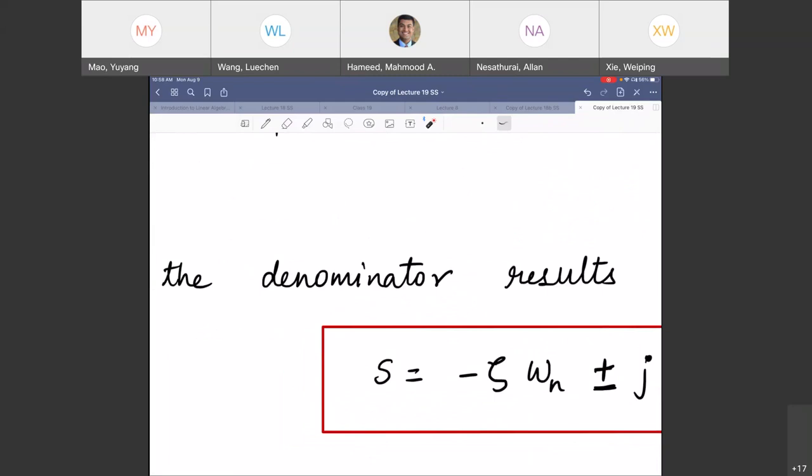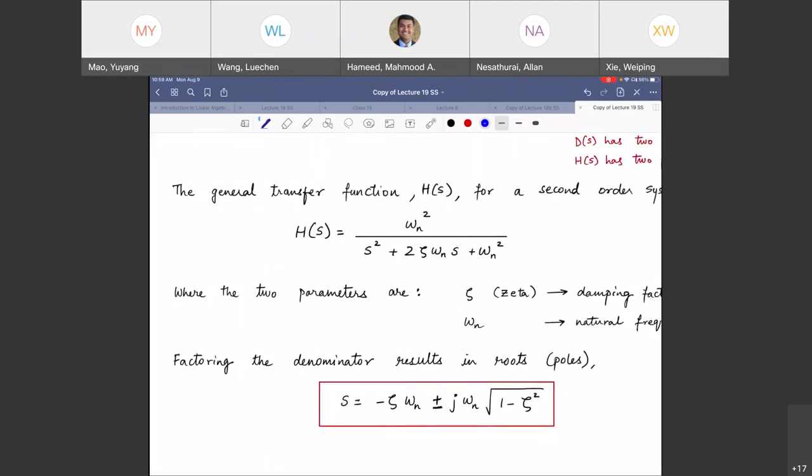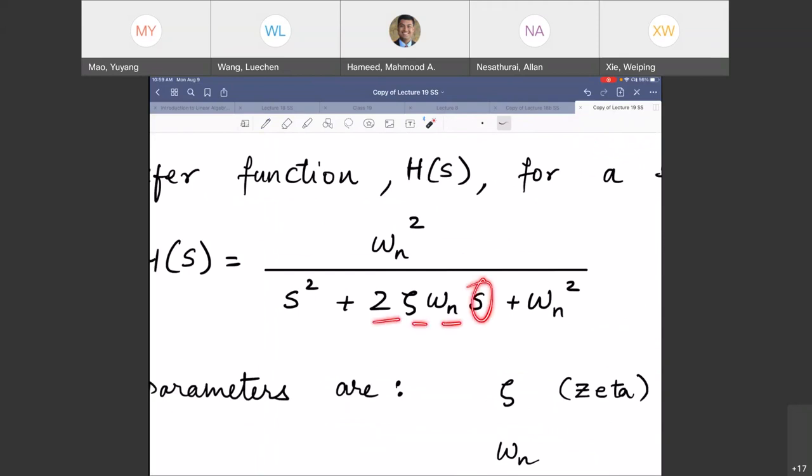All right, let me put another problem in that list. Zeta is generally that, but in some textbooks it's not even that. Sometimes it's that. What is the middle term? 2 zeta omega n. No. The middle term is 2 zeta omega n s. So you have the s squared term, then the coefficient of s, then your constant, which is omega n squared.